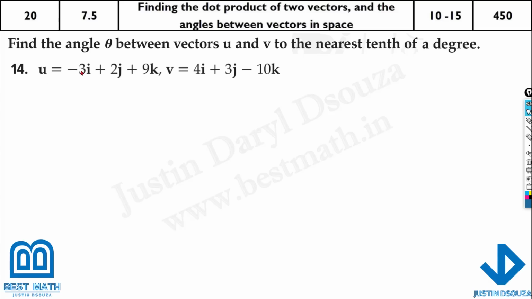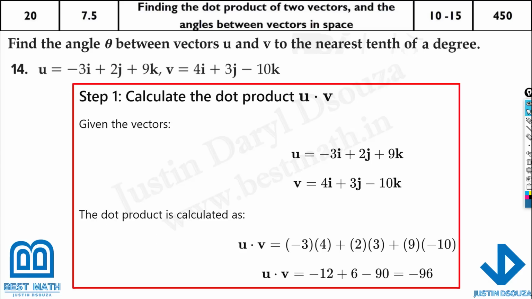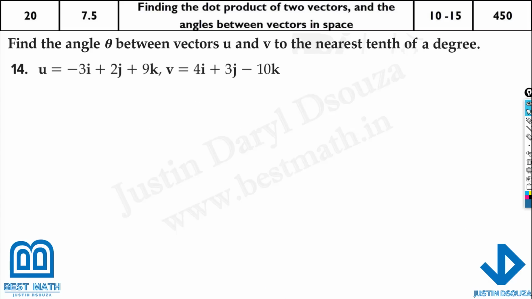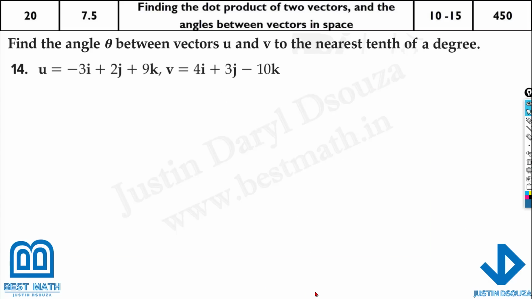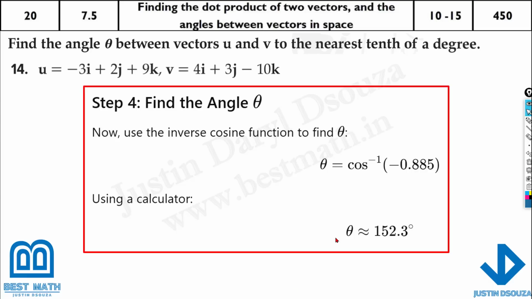14th one. Here, just remember to take the first part as x1, y1, z1, and so on. Here as well, it's the same thing. You can first find the dot product, then you find the magnitudes, and then put it all in the cosine formula, the theta angle formula. And here we go, that'll be the answer. No, that's not the answer. This is the answer, nearest tenth.